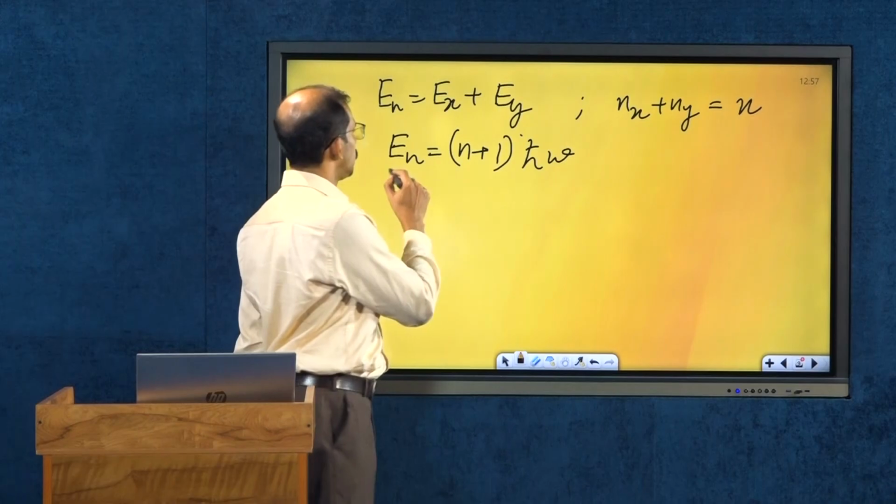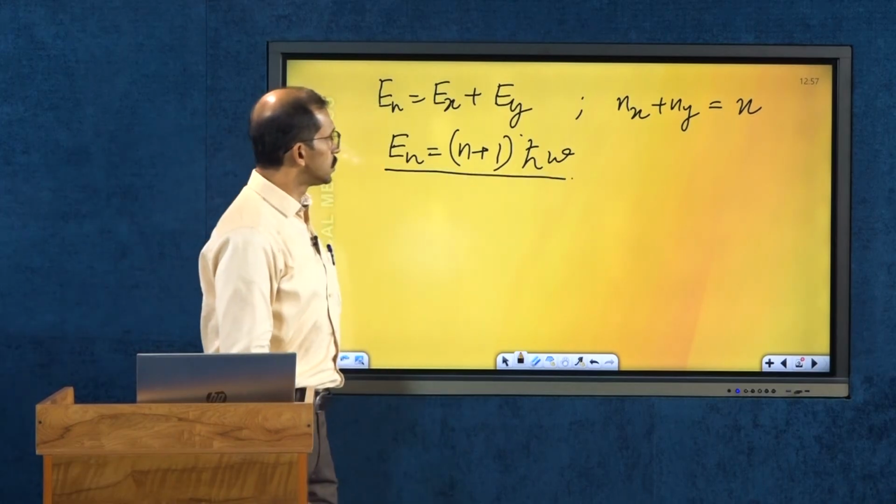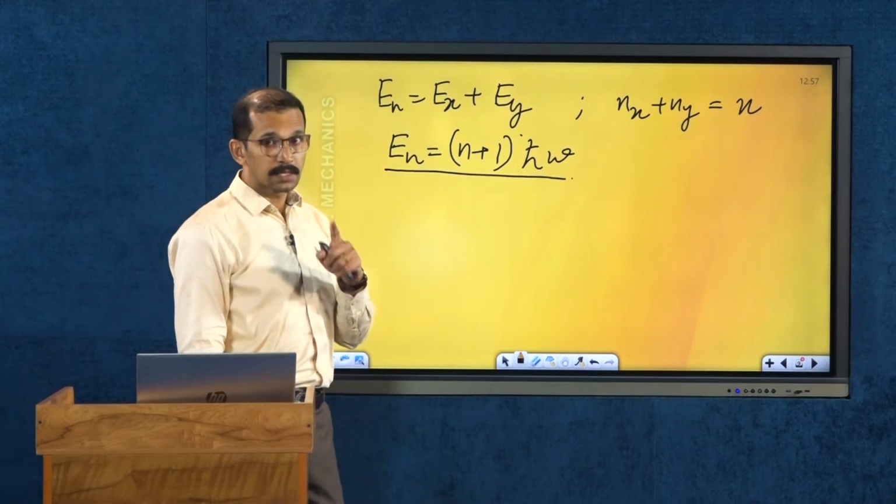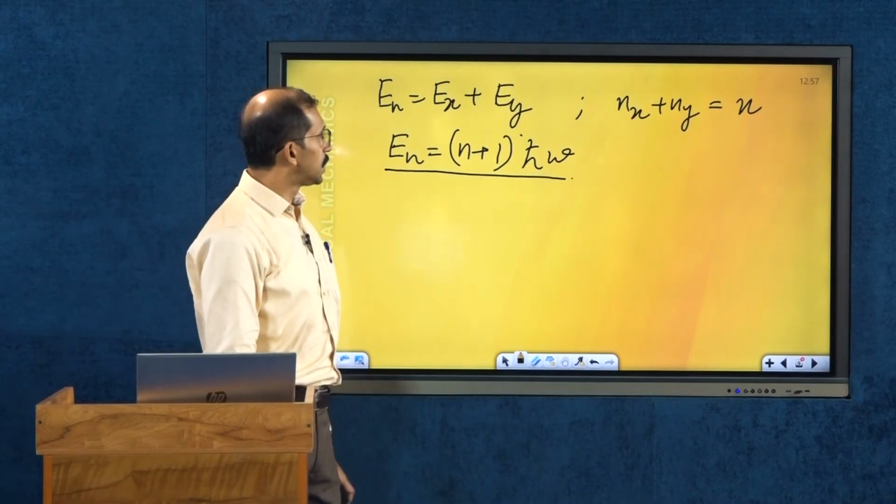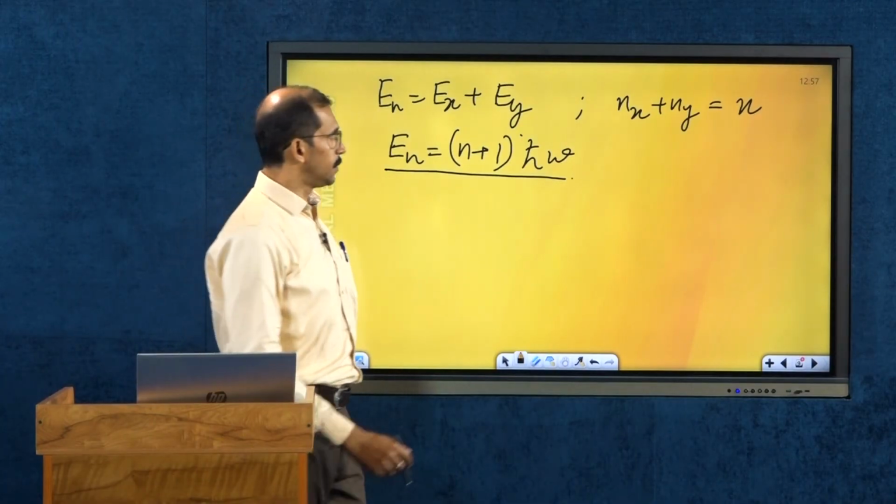Now we have the En. Now what else? Our next task is to find out the multiplicity of the system, which is Gn.